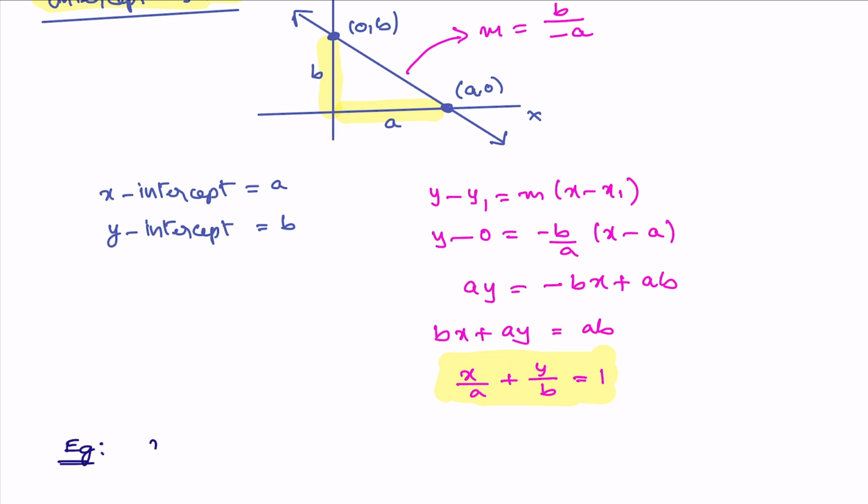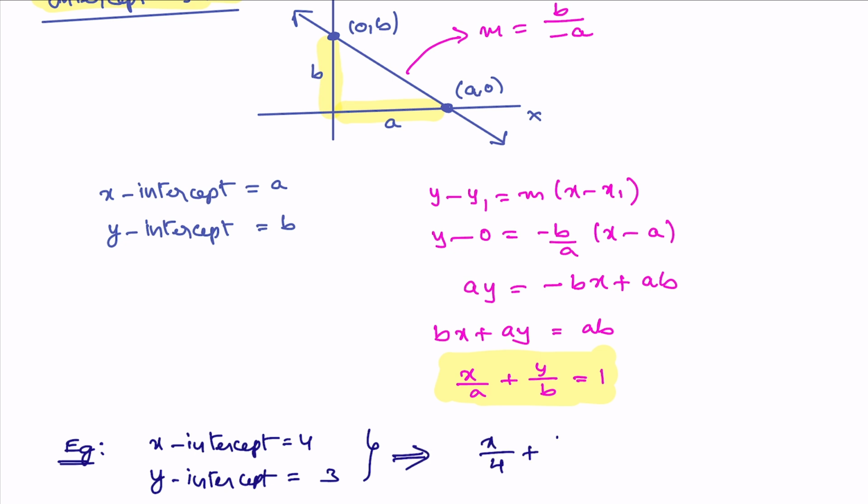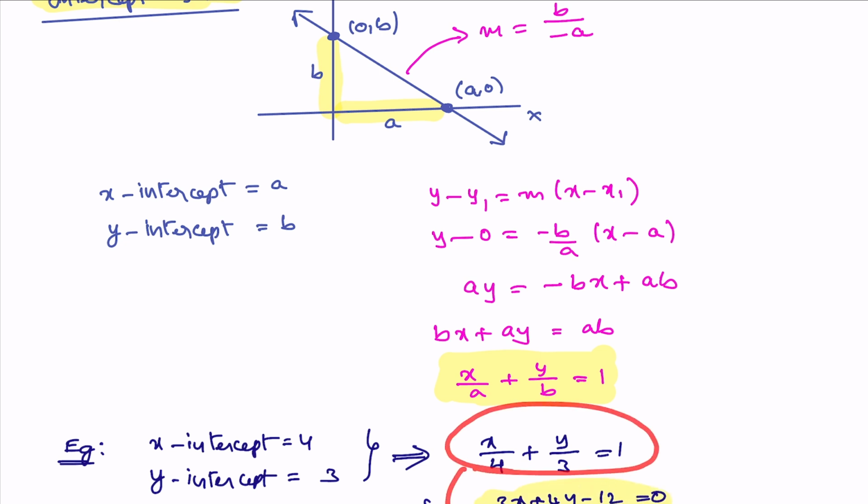Suppose a question is given like this. Find the equation of a line whose x-intercept is equal to 4, y-intercept is equal to 3. They will ask to find that line equation. How will you find the line equation? x by 4 plus y by 3 is equal to 1. You can simplify this if you want. What will you get? 3x plus 4y minus 12 equal to 0. Understand? If you simplify this, you will get 3x plus 4y minus 12 equal to 0. This is the equation of the line. So we can find the line equation when they give its intercepts.